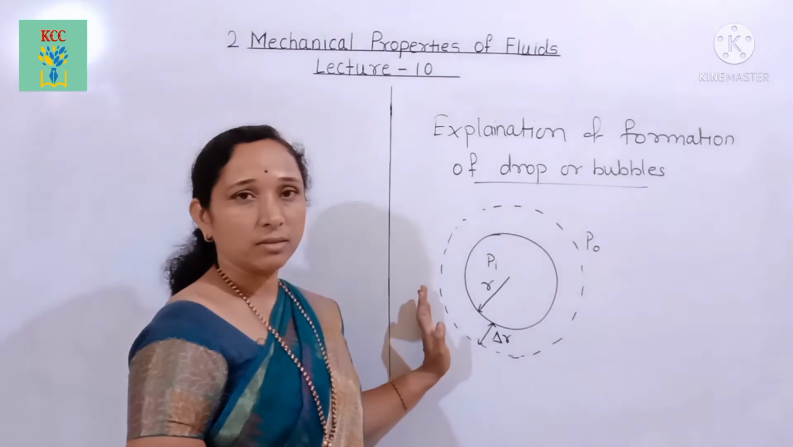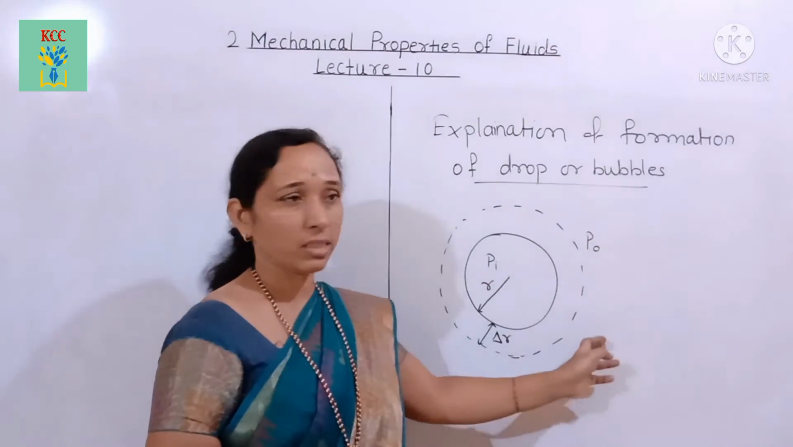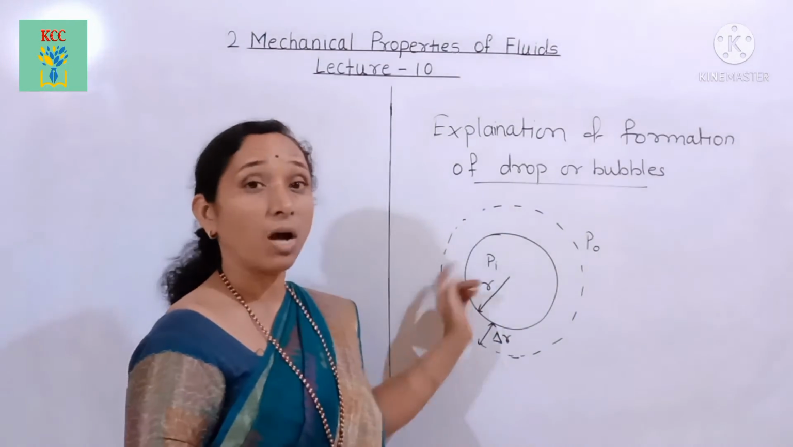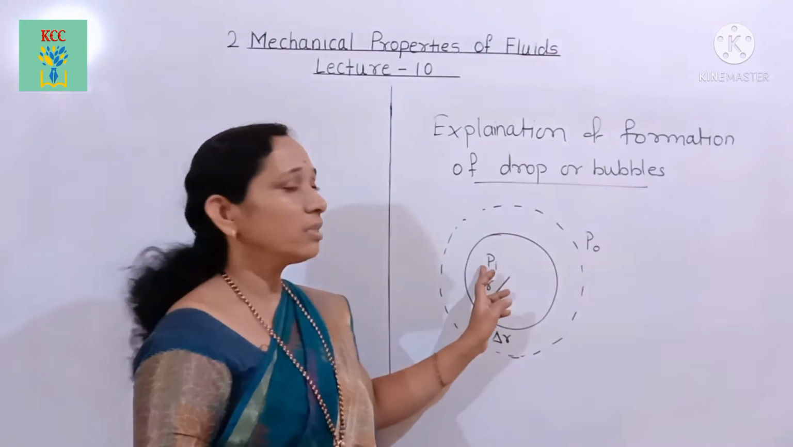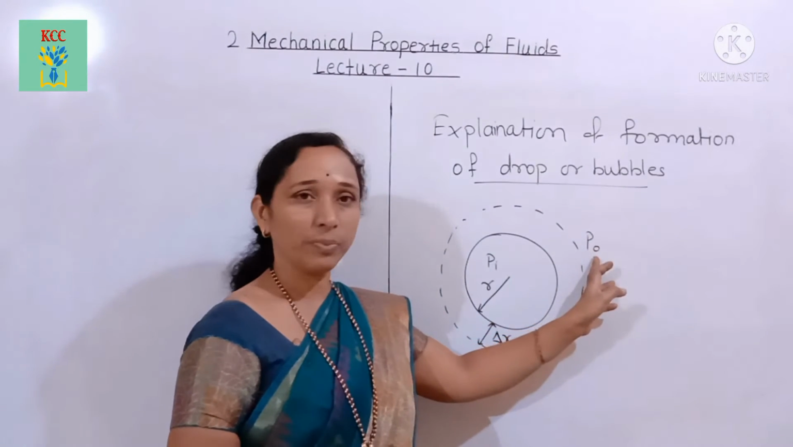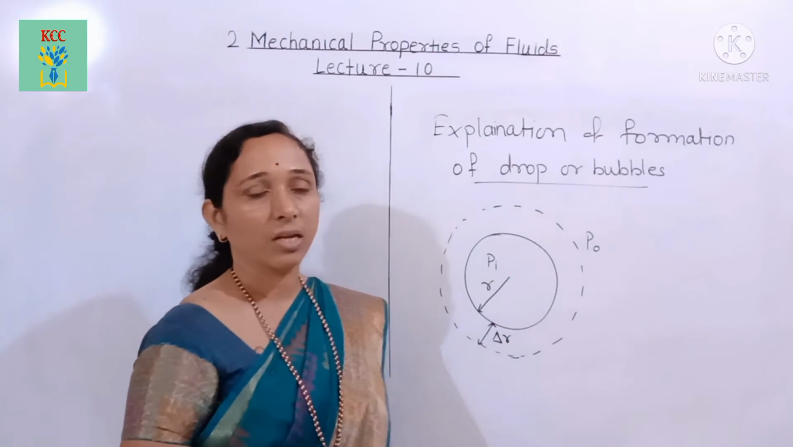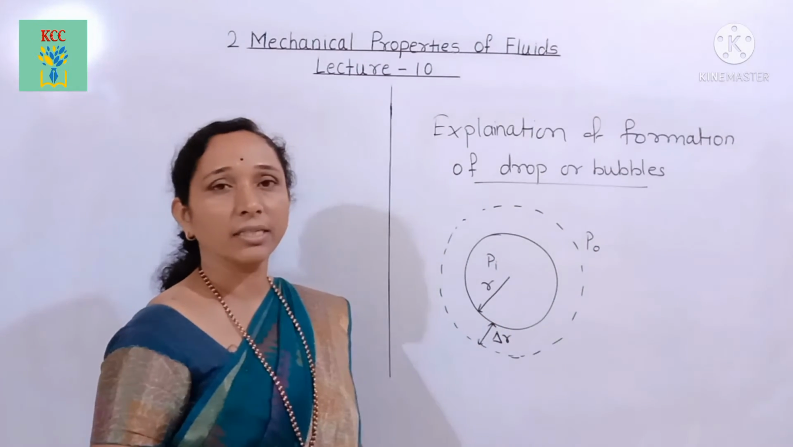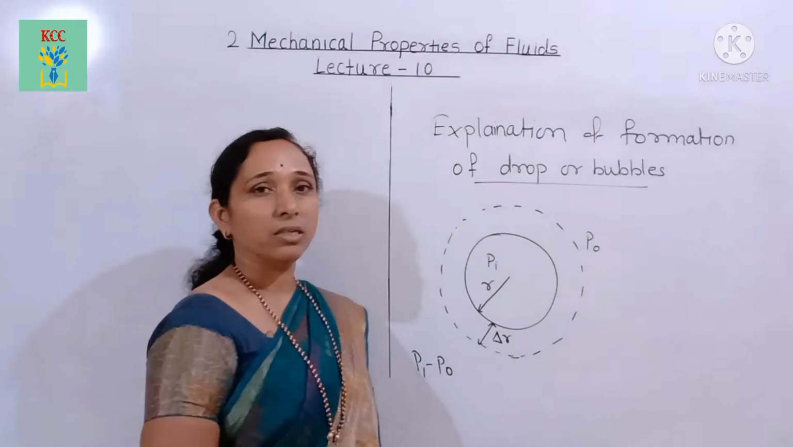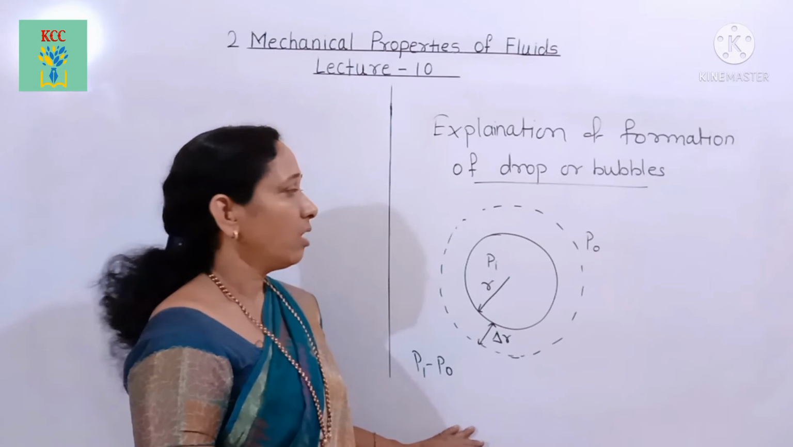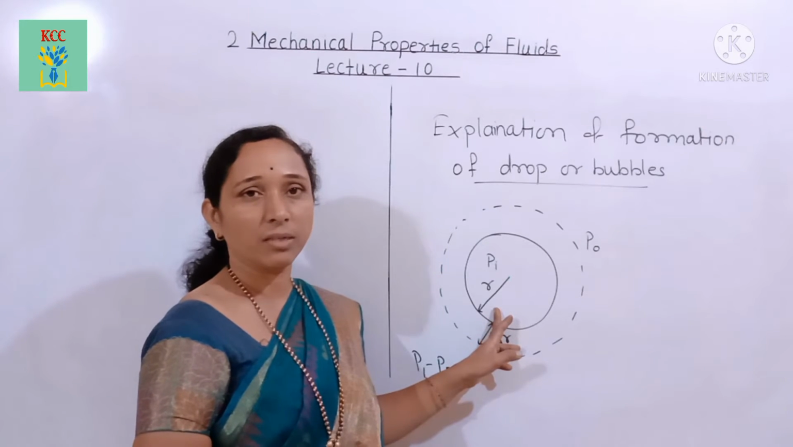We have seen that the pressure at the concave side is maximum compared to the pressure at the convex side. This is a convex side from the outer and from inner it is a concave side. And therefore Pi is maximum and P naught, suppose P naught is the outside pressure, external pressure, it is minimum. And therefore the excess pressure acting on the drop is equal to Pi minus P naught. एवढा excess pressure आहे. And suppose here R is the radius of this spherical drop or bubble.